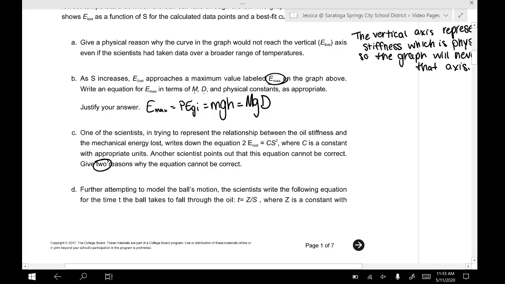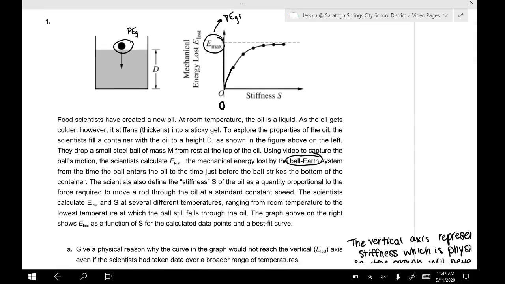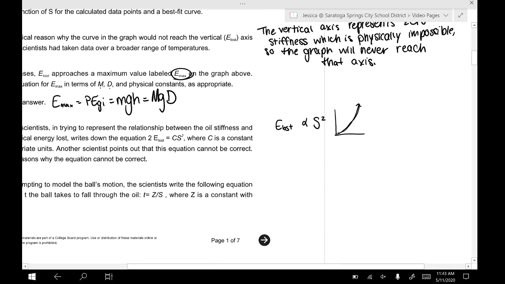Okay, so based on this equation, it looks like E lost is proportional to S squared. So if I was to graph E lost versus S squared, I should see a parabola, which I see a sideways parabola, but not a regular parabola. So that's one reason why. The other reason why is that a parabola increases forever. We know that E lost has to reach some maximum value, and that equation doesn't reflect it. So there's our 2 reasonings.